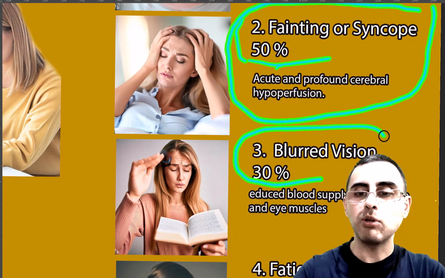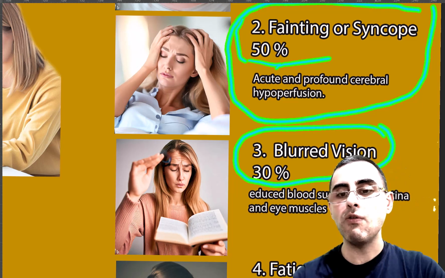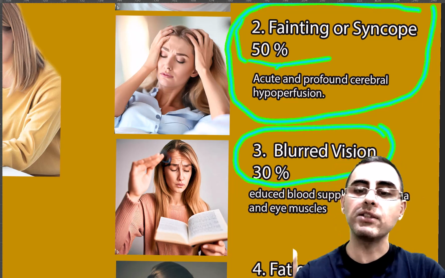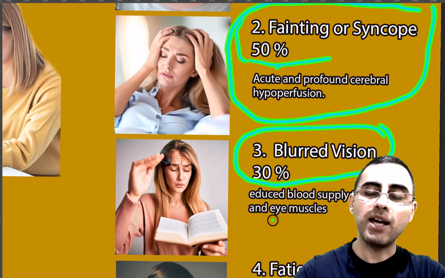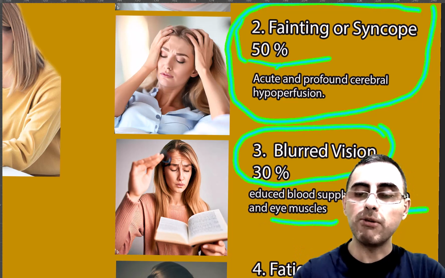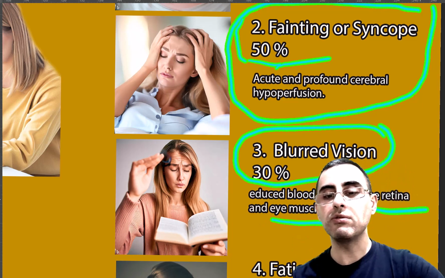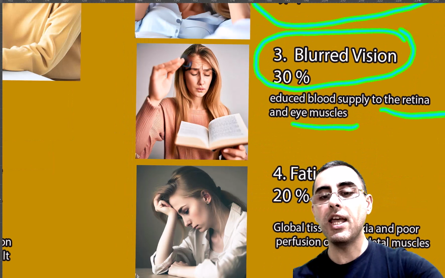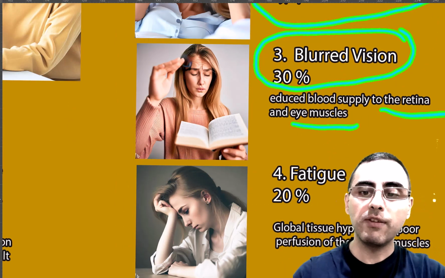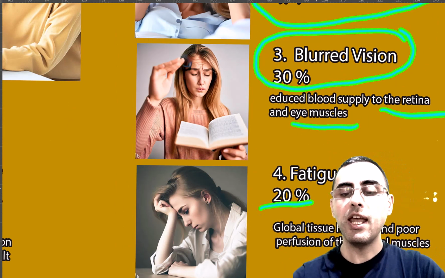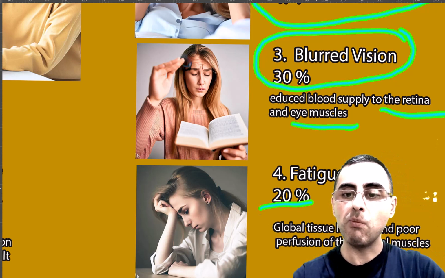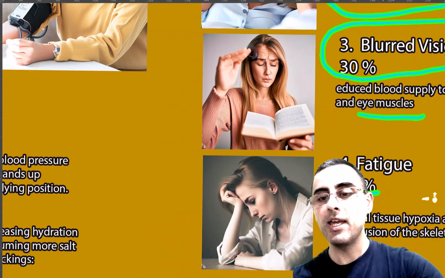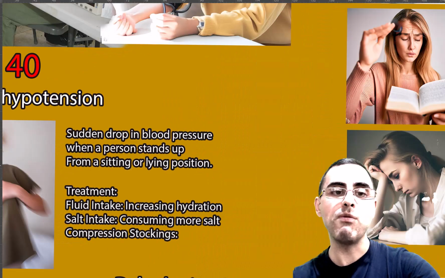Blurred vision is also an important symptom, which occurs in around 30% of cases of hypotension. It's because of reduced blood supply to the retina and eye muscles. It's important: retina supply is also decreased. And fatigue occurs in around 20% of cases, and it happens because of global tissue hypoxia and poor perfusion of muscles.